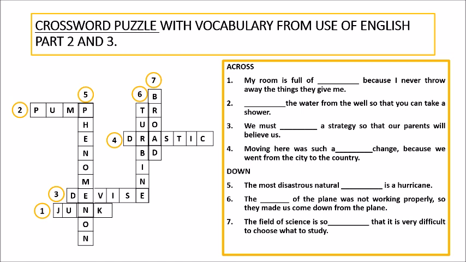Now we have the ones that are used down. Number 5, the most disastrous natural phenomenon is a hurricane. Number 6, the turbine of the plane was not working properly, so they made us come down from the plane. Number 7, the field of science is so broad that it is difficult to choose what to study.